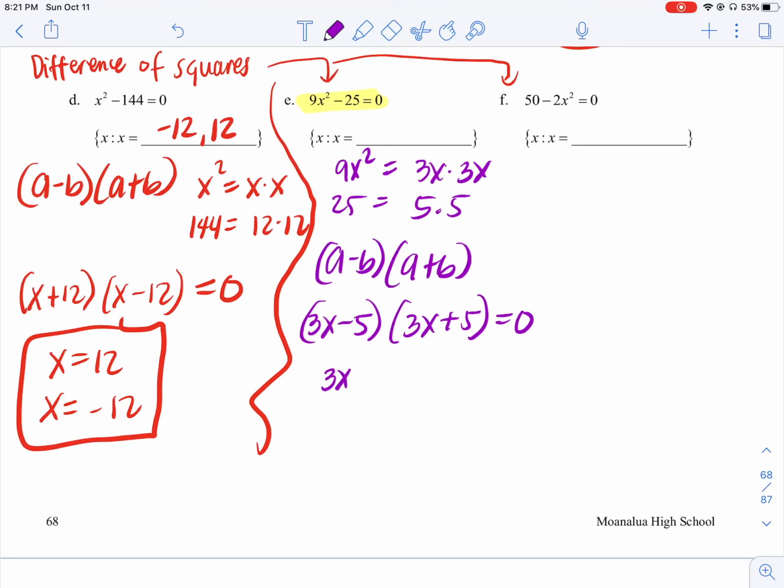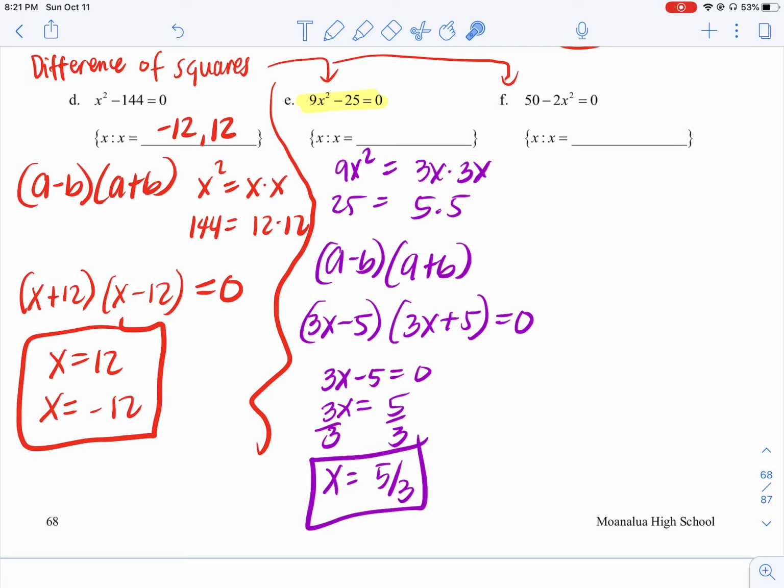So you have 3x minus 5 equal to 0, 3x equal to 5, divide by 3, x is equal to 5 over 3. And if this is x is equal to 5 over 3, I think that is x is equal to negative 5 over 3. So I don't really have to solve that again. So negative 5 over 3 and positive 5 over 3. Okay, so I don't have to show my solution because I know that this became that. So I know this would become negative 5 over 3.